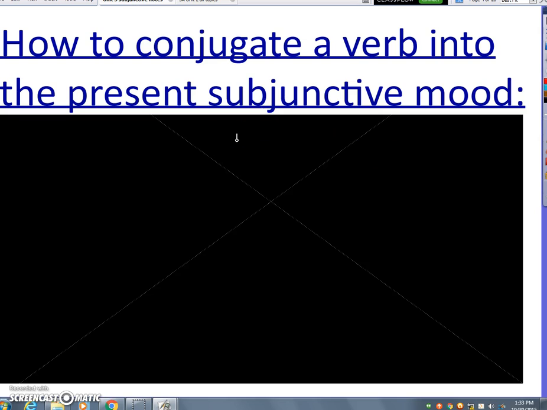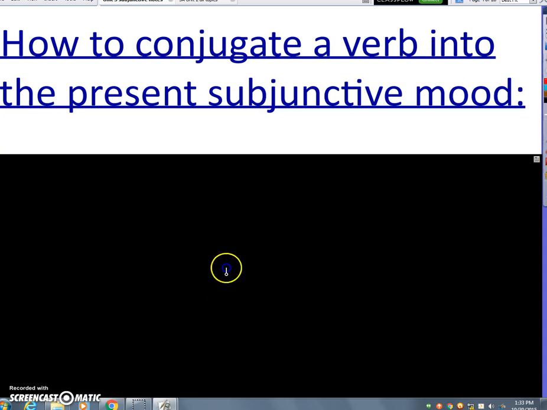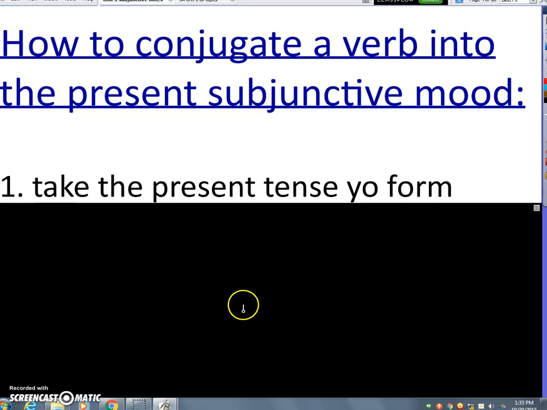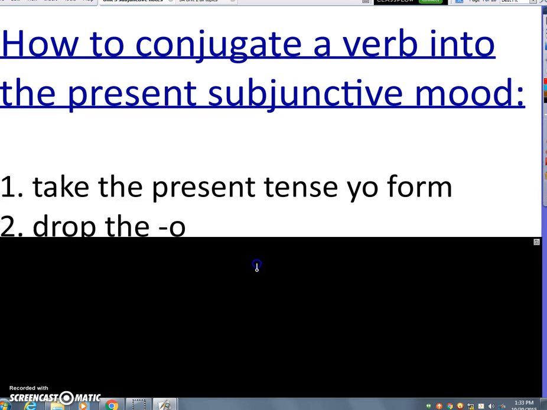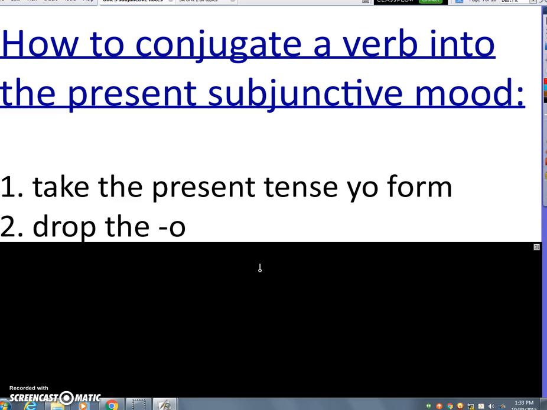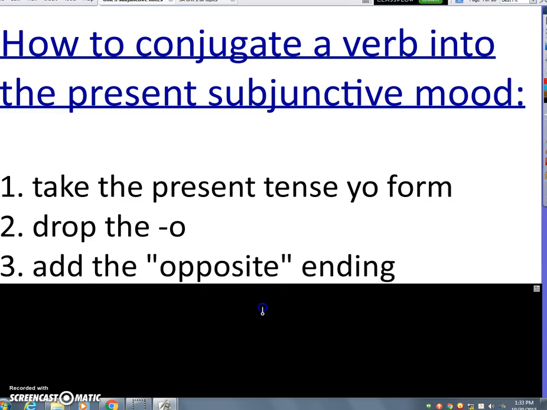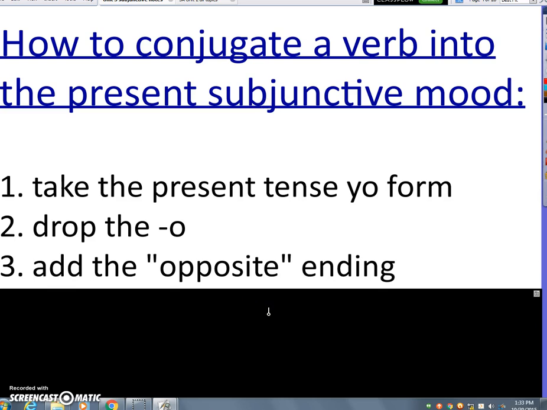If you've been paying attention in class, you may have heard me already say that this is going to be easy because this is what we did to form commands. So if you already know how to take the present tense yo form of a verb, which I'm fully confident you all can, drop the O, because most of the time the present tense yo form ends in an O, and if you can add the opposite ending, just like we did in Spanish 2 when we were doing commands, you can do this. So these are the 3 steps. If at any point in time I'm going too quickly, please pause and continue on when you're ready.